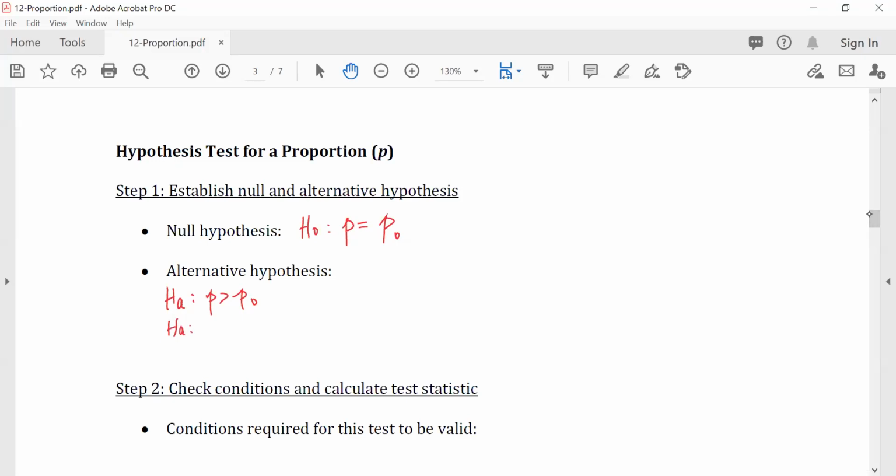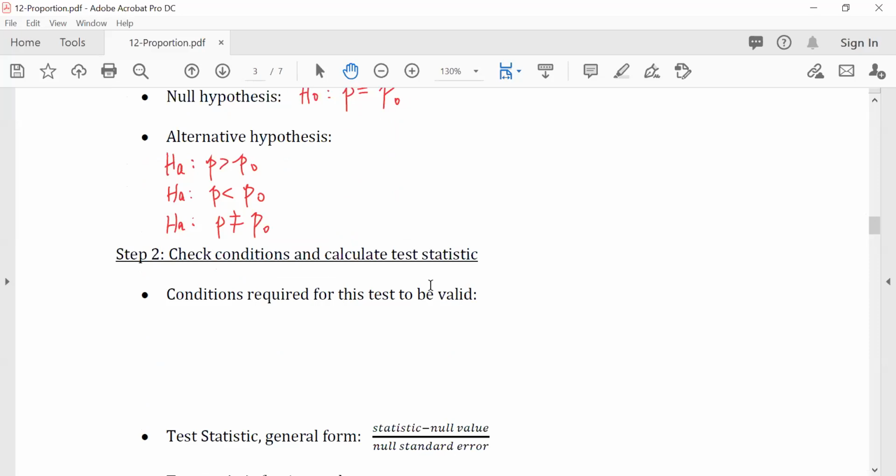greater than sign, less than sign, and not equal to sign. The second step, check on the conditions.